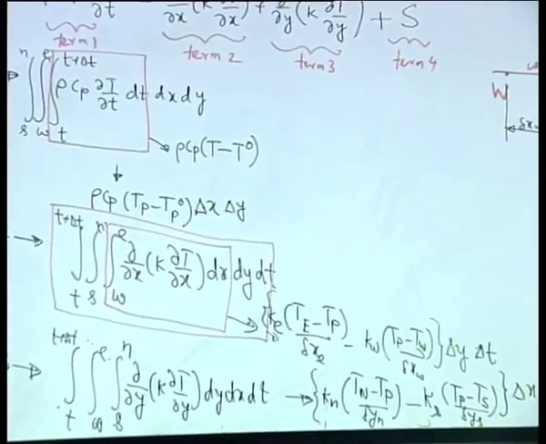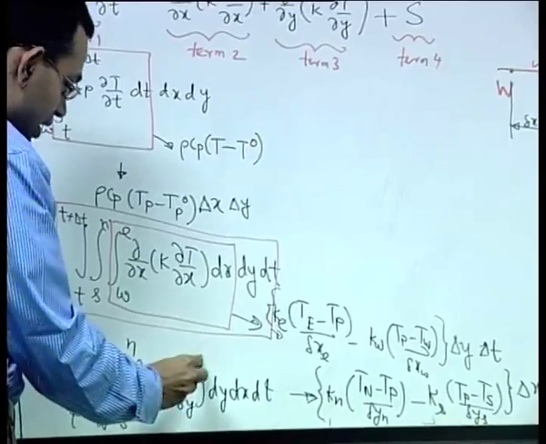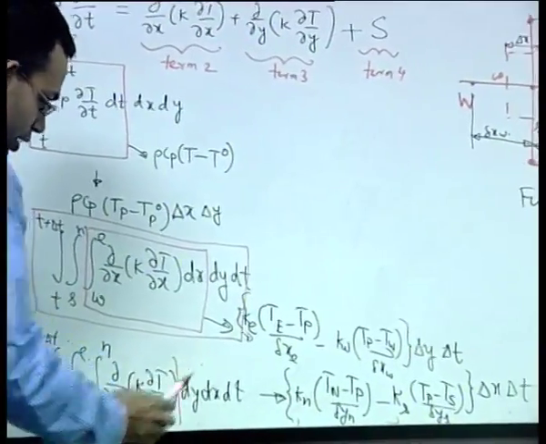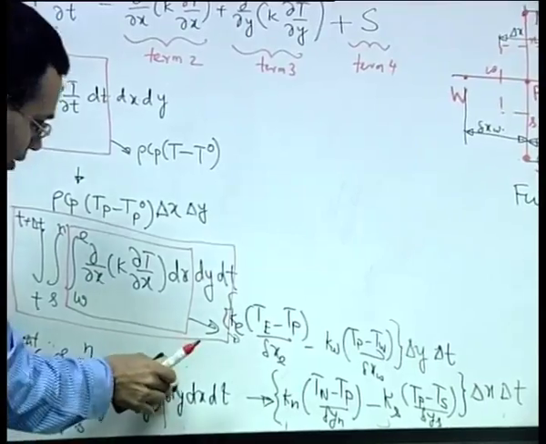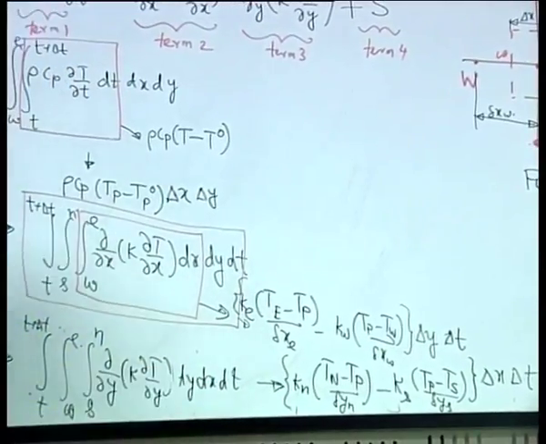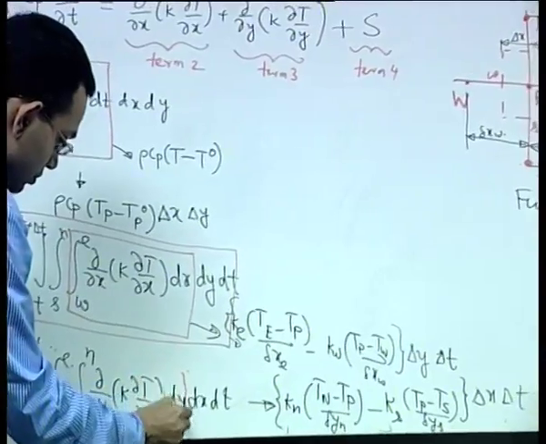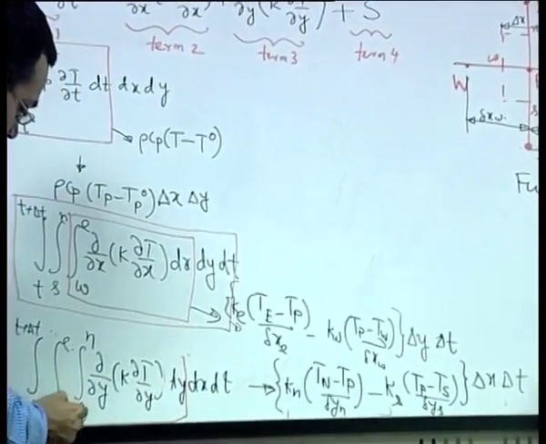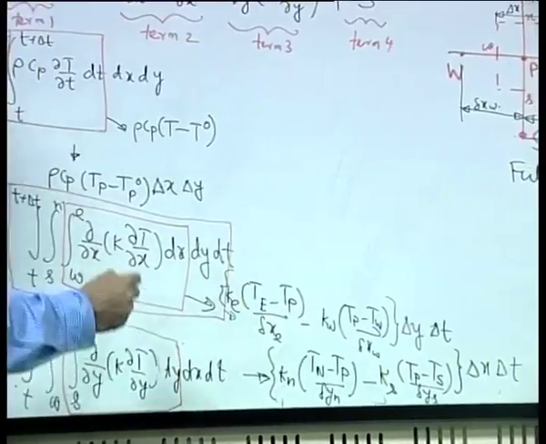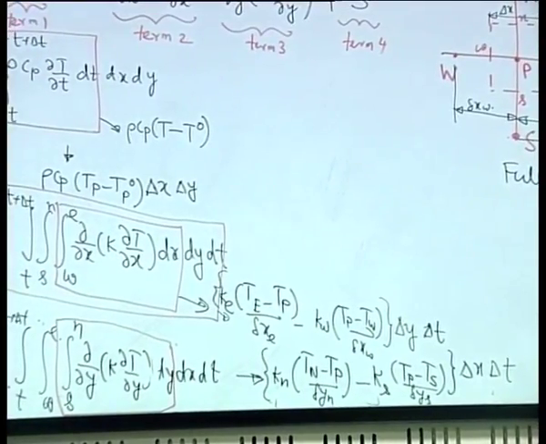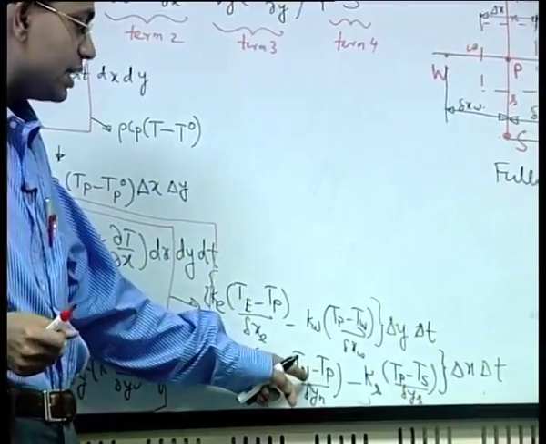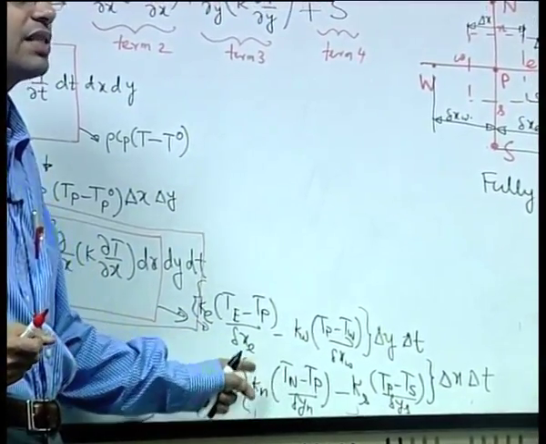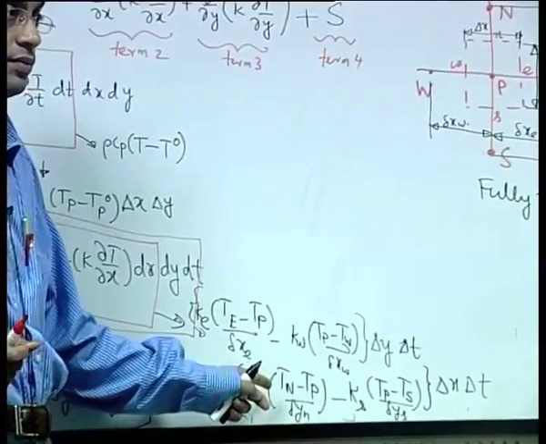So, here also what you do, you first integrate with respect to y, and then with respect to x and with respect to t, because it is fully implicit, t remains same as that at the end of the time step.